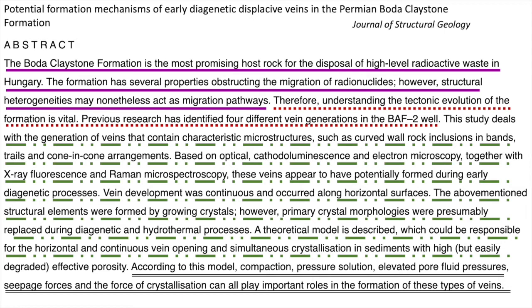They also then add their main message, saying according to this model, compaction, pressure solution and elevated pore fluid pressures, seepage forces and the force of crystallization can all play important roles in the formation of these types of veins. However, considering the opening sentence of the abstract saying that this has to do with disposal of high-level radioactive waste, it would have been nice to have a broader perspective sentence at the end referring back to this big question.